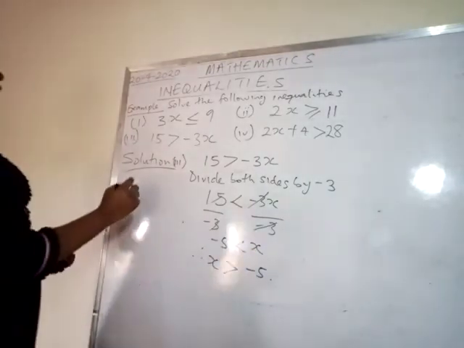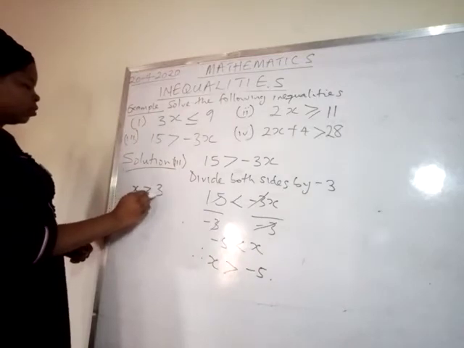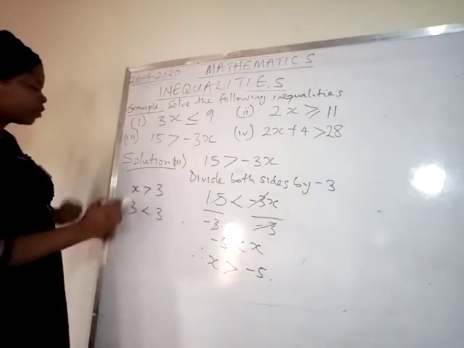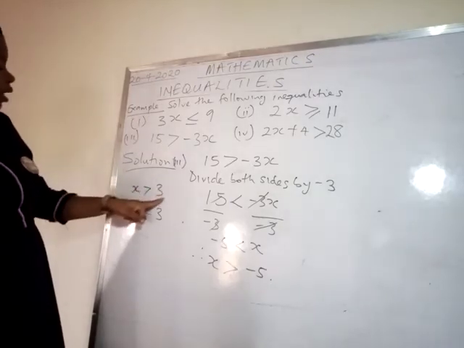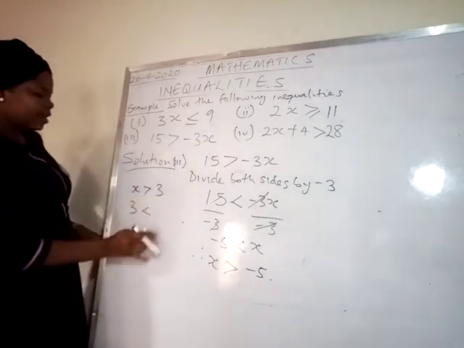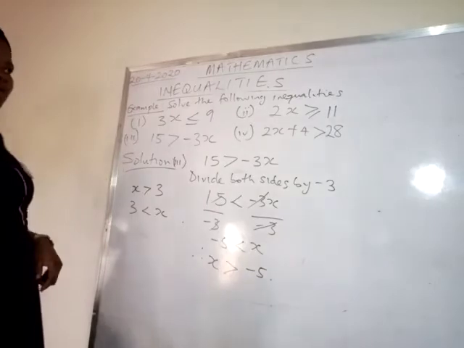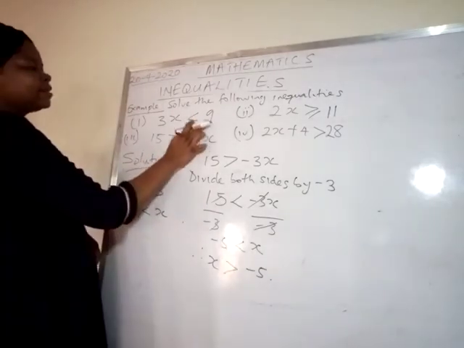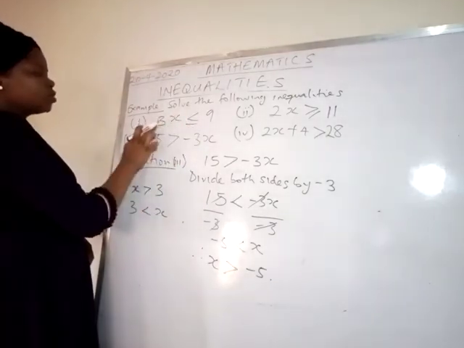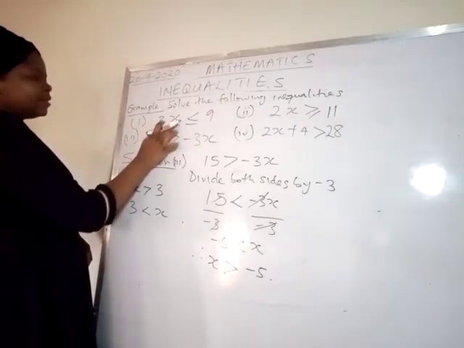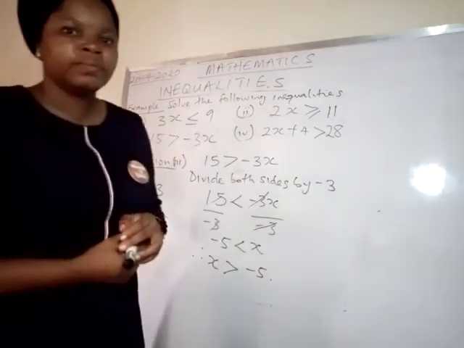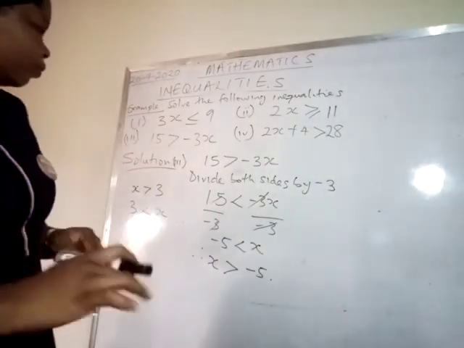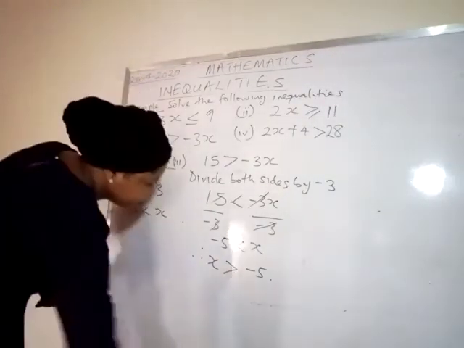So if I have something like this, it means x is greater than 3, but 3 is less than x. Do you get that now? So here it means 9 is greater than or equal to 3x, but 3x is less than or equal to 9. Are you getting the interpretation now? Thank you. So let me finish this.